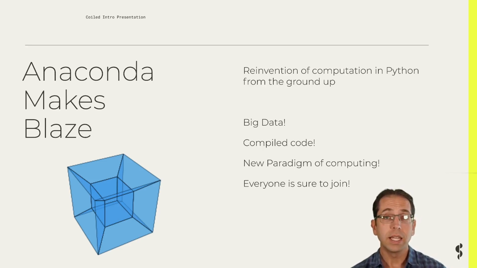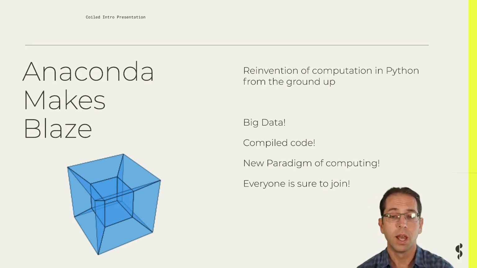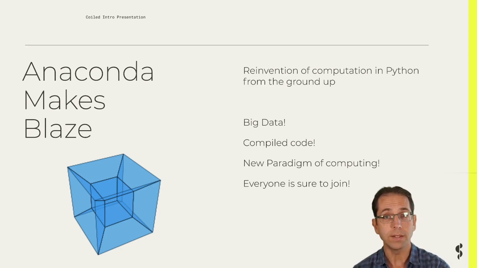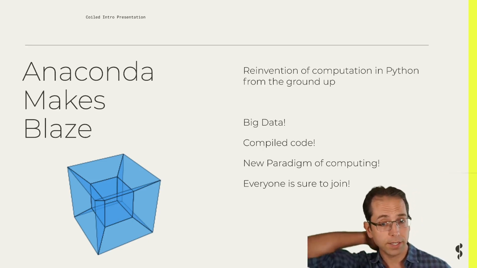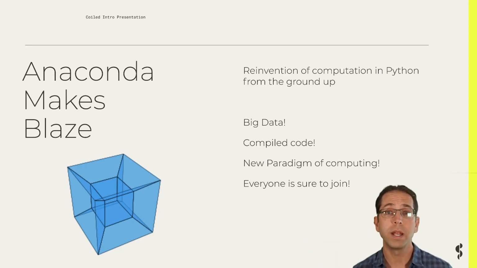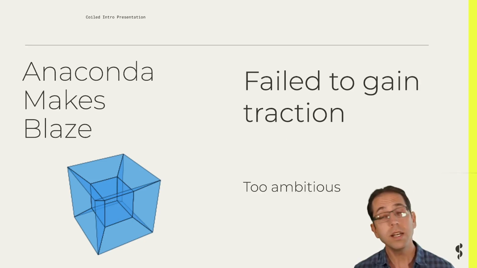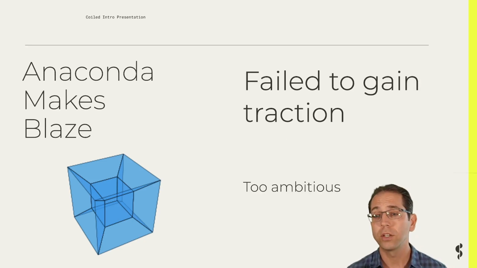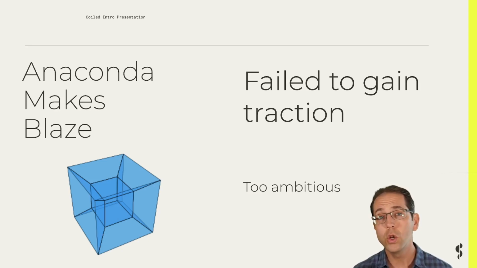Anaconda was investing in Python. They saw Spark as a threat and they wanted to create a big data solution. And so they decided to make Blaze, which had a lot of really exciting ideas, compiled code, optimized expressions, big data computation. It's a whole new paradigm of computing that had a lot of high potential impact. I worked on Blaze for a while, so did many others. It didn't actually succeed that well. I think it failed to gain traction. In my mind, it's because it was too ambitious.